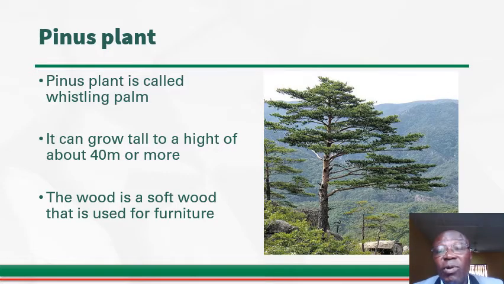Then this is a typical example of the Coniferopsida, which is a pinus. This one is called whistling pine. It can grow tall to as high as about 40 meters or more in height. Their wood is what we refer to as softwood, which is used in furniture making.